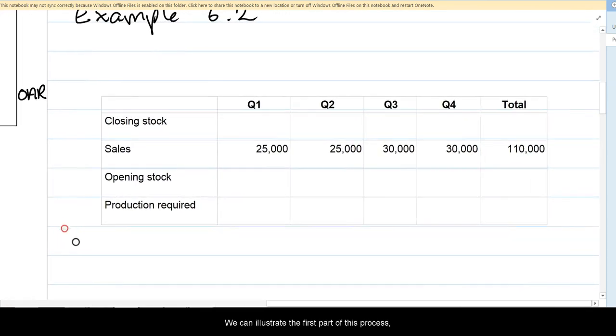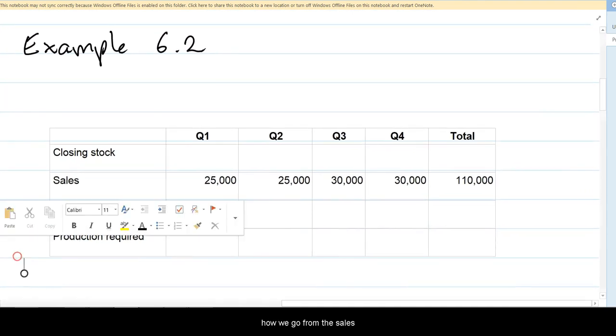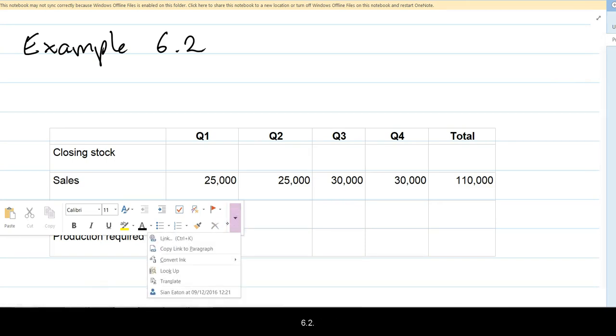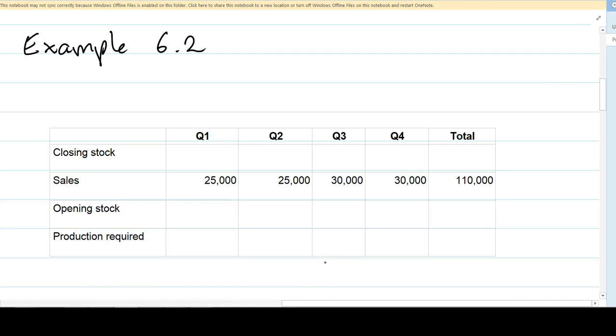We can illustrate the first part of this process, how we go from the sales figures to our production budget, by using example 6.2. I've already put the sales figures into the table for quarter 1, quarter 2, quarter 3, quarter 4, using the information in the question. Expected sales are 25,000 units for quarter 1 and quarter 2, and 30,000 thereafter. We then use the question to put the other information in.